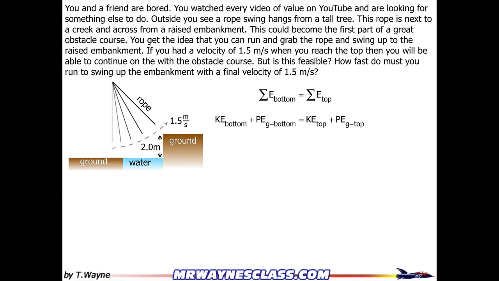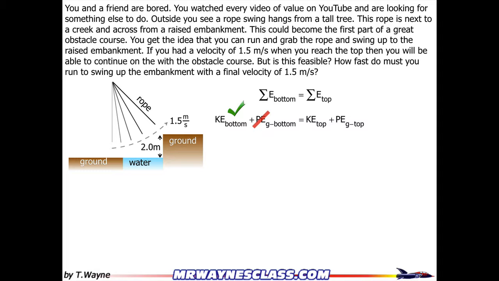First off, at the bottom, is the runner moving? And the answer is yes, it is. So in my next equation, I'm going to keep the kinetic energy part. At the bottom, is it above the other location's height? No, it is not above the other location's height. No means zero. So there's no height, so there's no potential energy due to gravity comparatively at the bottom.